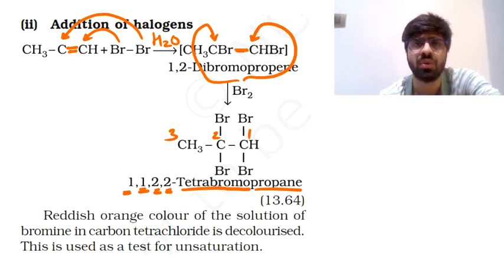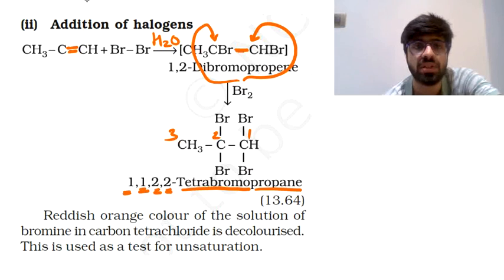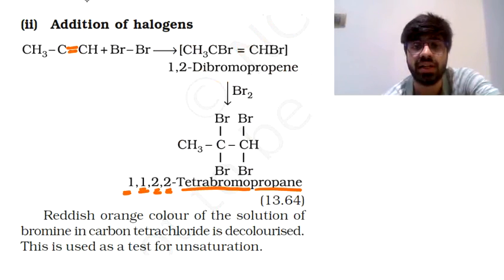So every time you have an unknown compound and you make it react with bromine water, if the color decolorizes, if the color fades away, then we say that there is unsaturation present in the compound. And yeah, this is a particular test for detecting the presence of unsaturation in any unknown compound. That is the bromine water test.